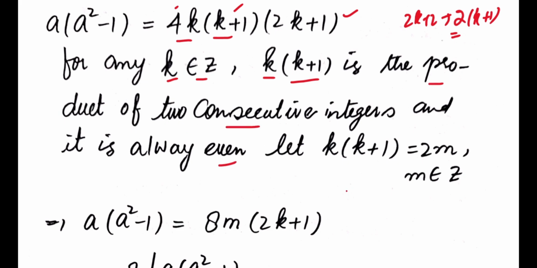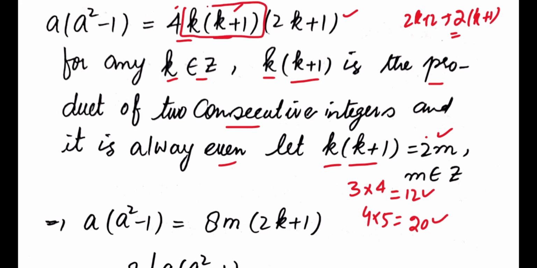For example, if 3 and 4 are the two consecutive integers, their product is 12. This is an even integer. If you take 4 into 5, these are also consecutive, their product is 20. This is also even. So whenever you multiply any two consecutive integers, their product is always an even integer. So we can write k into k plus 1 is equal to 2m. So substitute k into k plus 1 with 2m.